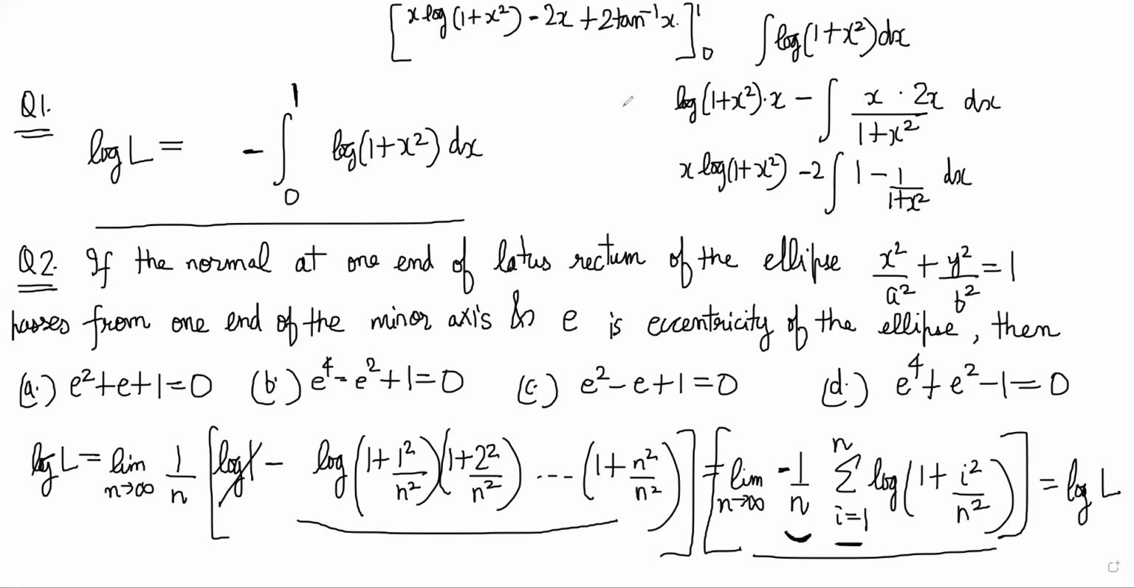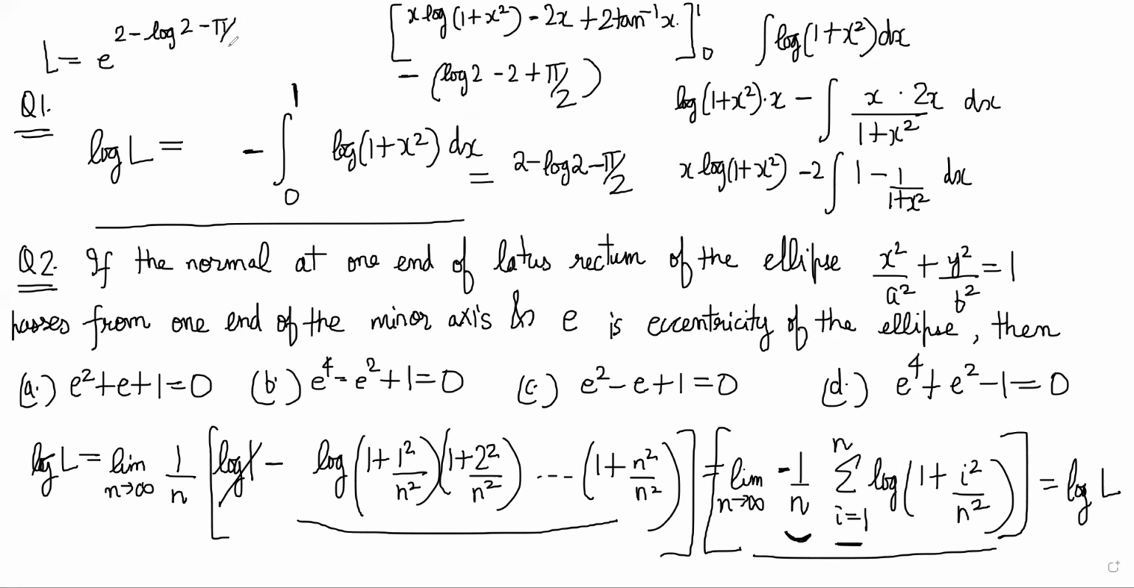Now you put the limits 0 to 1. When you put 1, you get log 2 minus 2 plus 2 into pi by 4, so plus pi by 2. When you put 0, it will become 0. And negative of this, so your answer would be 2 minus log 2 minus pi by 2, which is equal to log L. L will be e power 2 minus log 2 minus pi by 2.